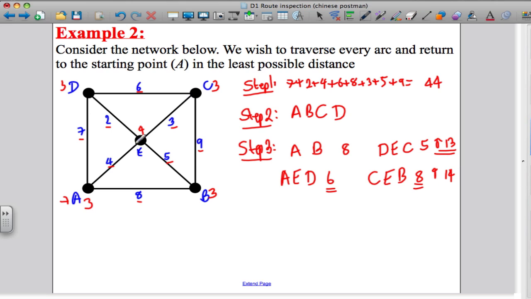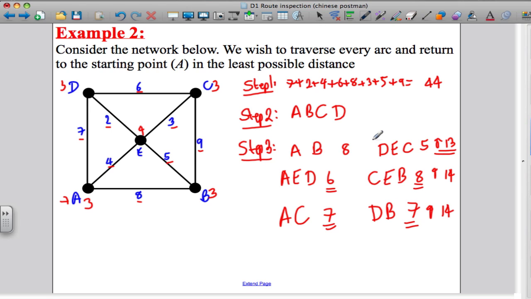I could also go from A to C. The best way to do that is directly. A to C would be an increase of 7, and D to B would be an increase of 7. 2 and 5 is 7. So that would also increase by 14.